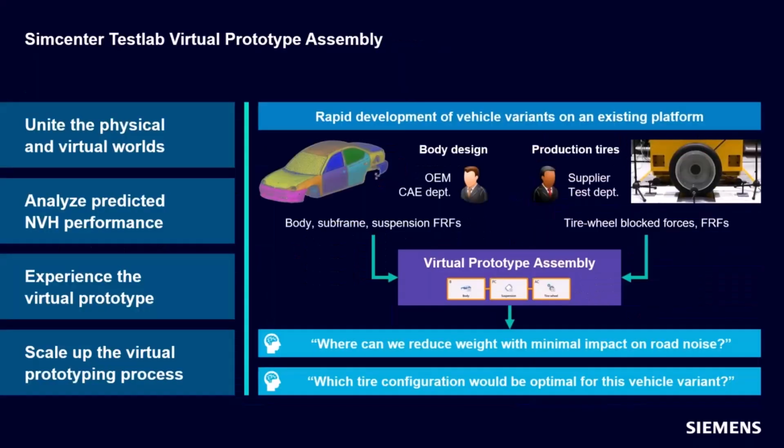So we're going to take these components, assemble them, but then we can start to play these games like where can we reduce weight with minimal impact on our road noise performance? How much weight can we remove from the body or from this subframe? What tire and wheel combination do we want to put to give ourselves the best option for road noise performance?